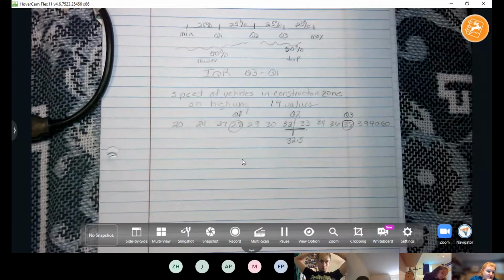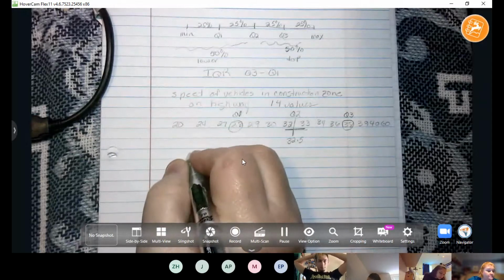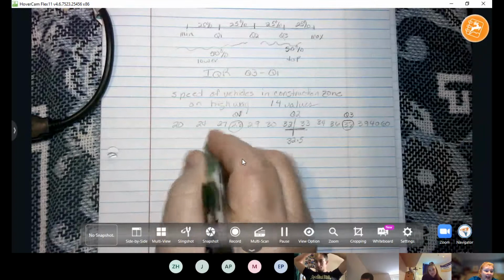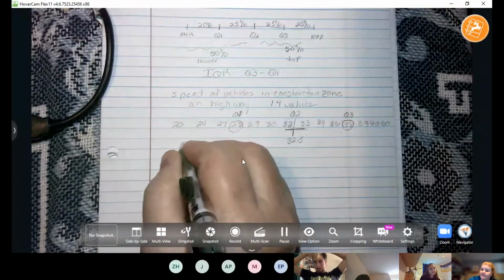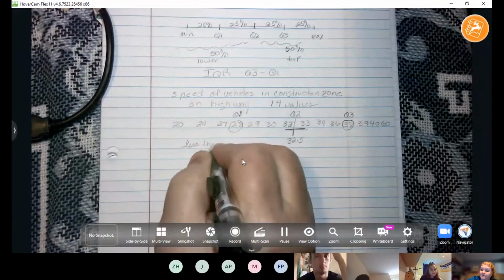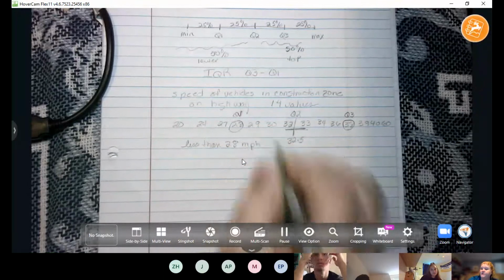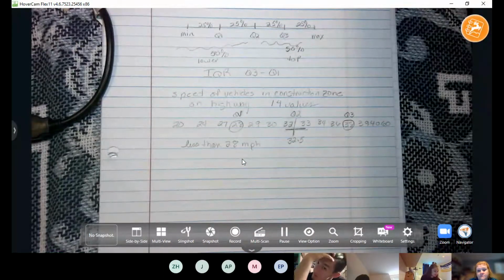Now, from that information, answer a question. How much of our data is less than 28 miles per hour? Can you give me a percentage? How much of the data is less than 28 miles per hour? Can you answer that question?